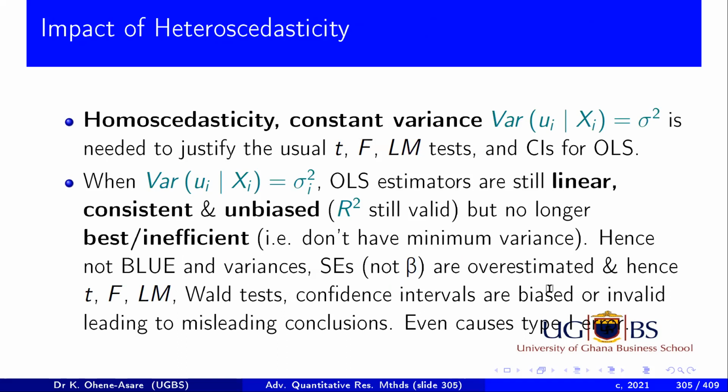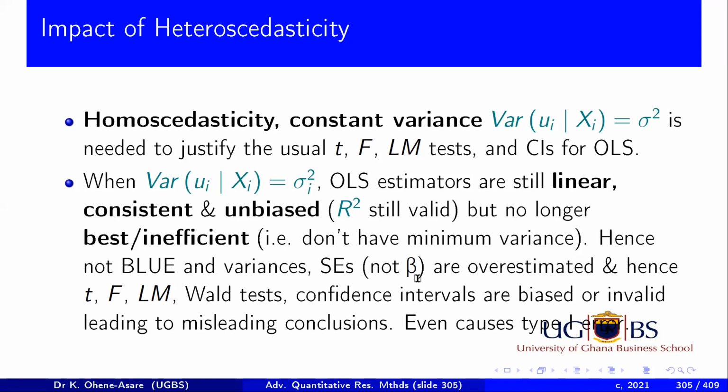You need homoscedasticity. When variances are heteroscedastic, the OLS estimators are still linear, unbiased, and consistent, which means that the R square is good. You still have a high R square, but it is no longer best. It's no longer efficient. And what does that mean? It means that it does not have the minimum variance. Now, the variance should not be too big. You need to have minimum variance. A modicum of variance is accepted, but this is not that. So it is no longer BLUE, the best linear unbiased estimator.